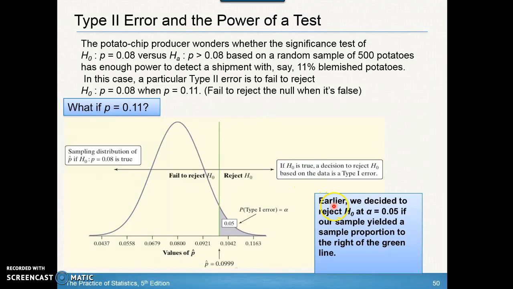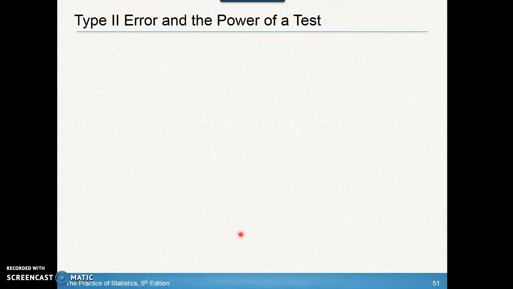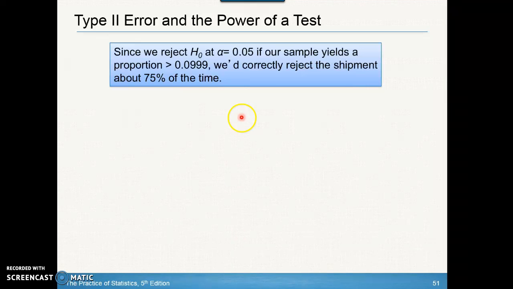11%? So earlier we decided to reject the null at the alpha equals 0.05 level if our sample yielded a sample proportion to the right of the green line. So basically, if the probability of our statistic occurring was 5% or less. Okay. Since we reject the null at the 5% level, if our sample yields a proportion greater than 0.0999, we'd correctly reject the shipment about 75% of the time.